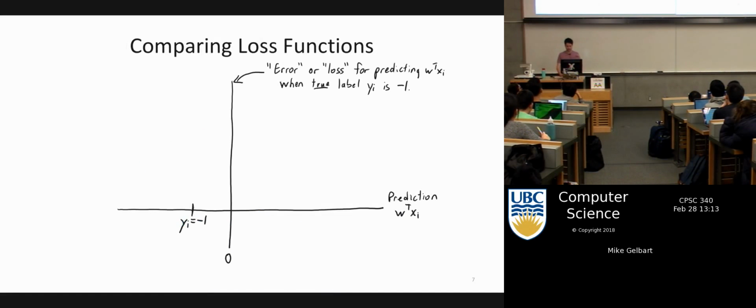Okay, now get ready for a new type of diagram. The critical thing for you to take away from today is to understand the type of diagram that we're about to look at. Last year, people struggled with interpreting this type of diagram, but it's important. So look at the axes. The axes are W transpose X on the horizontal axis. That thing is a scalar regardless of how many features we have.